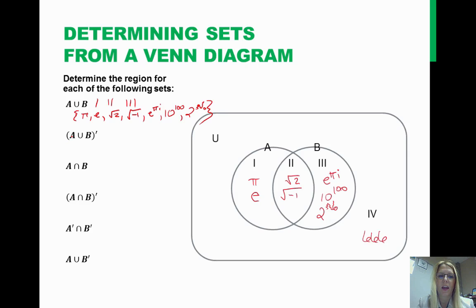Let's look at what's in A union B not. So what in the universe is not in these two rings? Well, the only thing we see is this area in region 4. So the set in this case is just going to be 666.